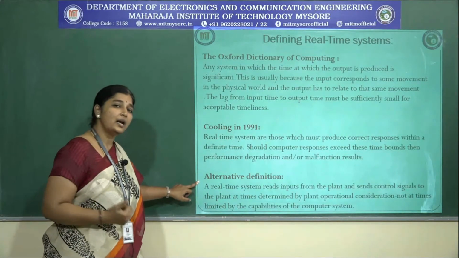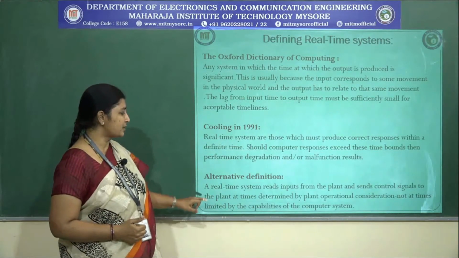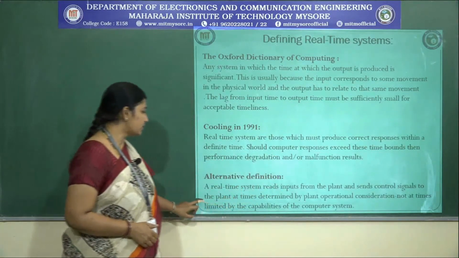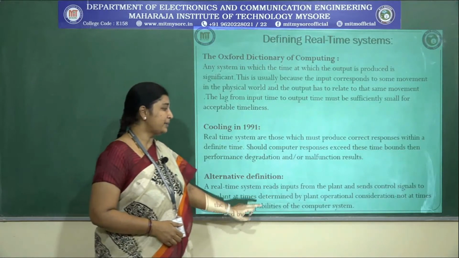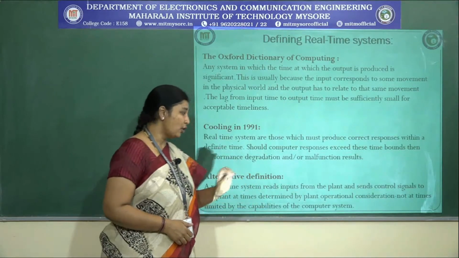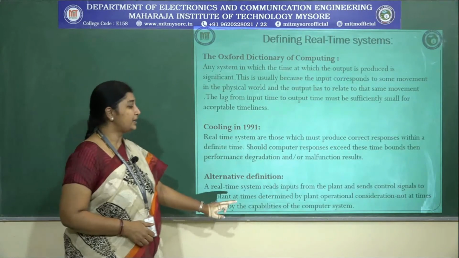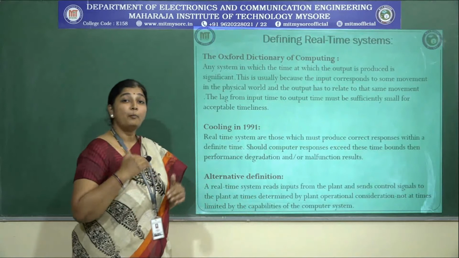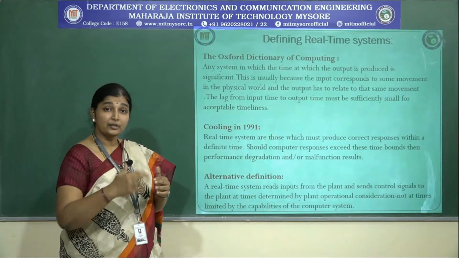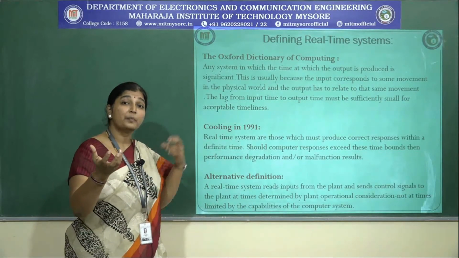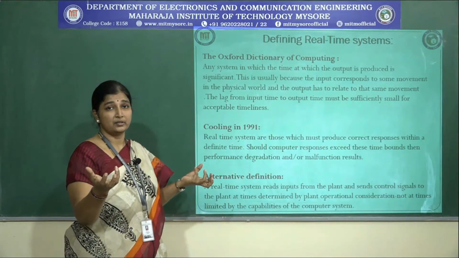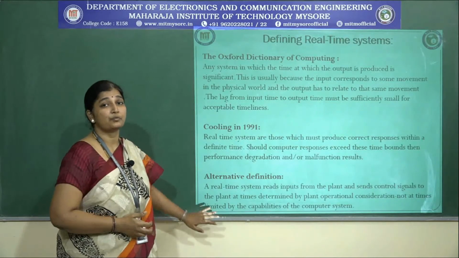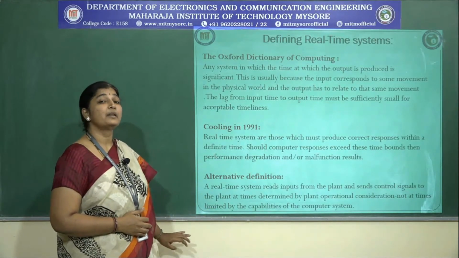Next, there is another alternative definition. A real-time system reads input from the plant and sends control signals to the plant at the time determined by the plant operation, considering not the time limit but the capability of the computer system. So, it mainly deals with the computational capability to get the output required for the desired input signals. It mainly focuses on how the control systems are. This is one of the alternative definitions of real-time systems.